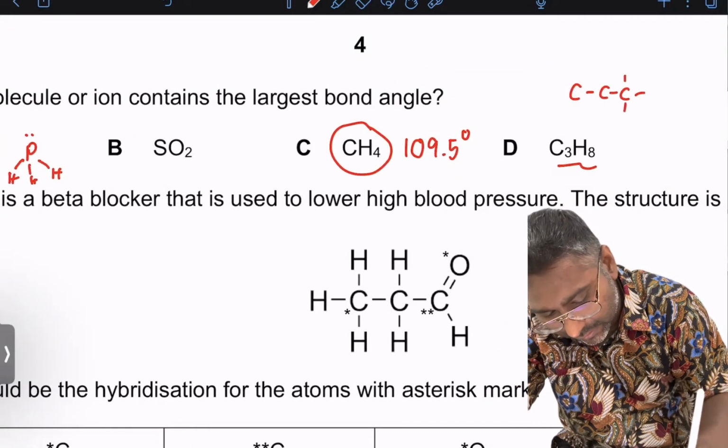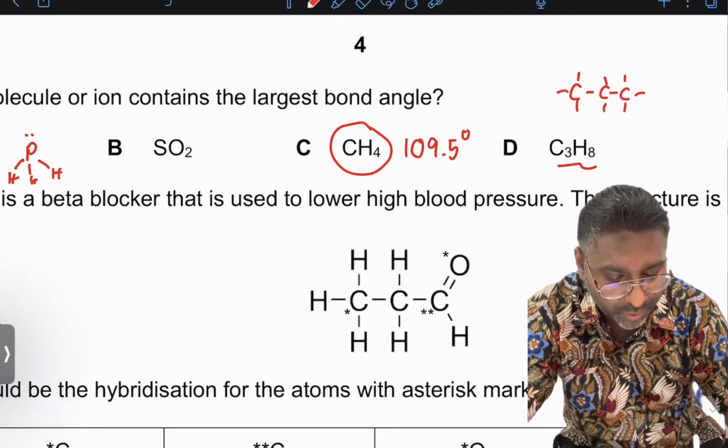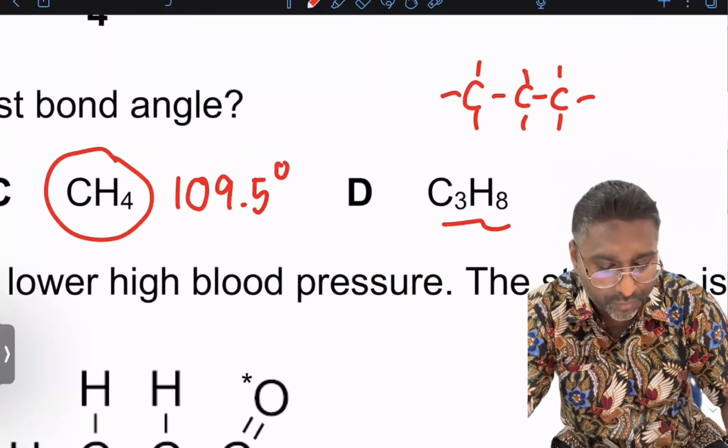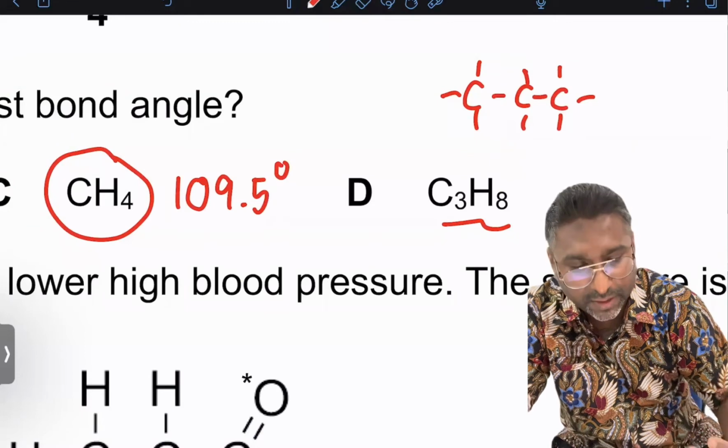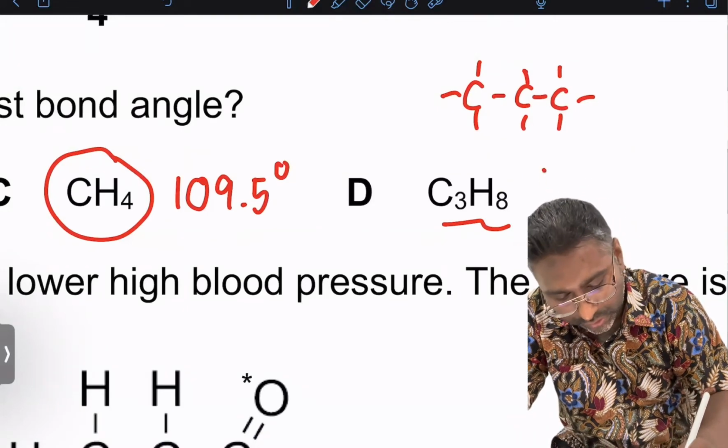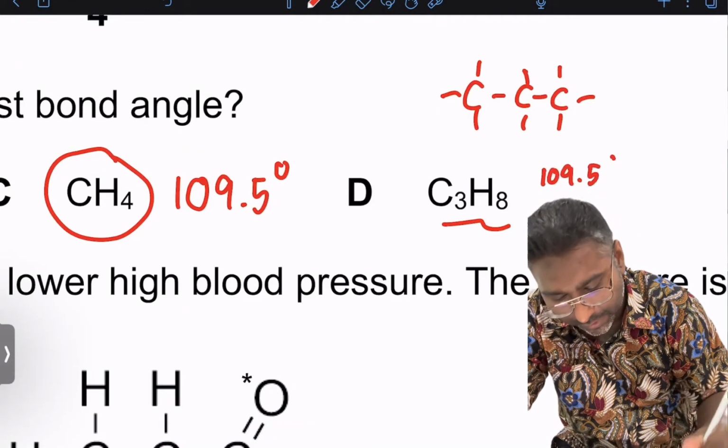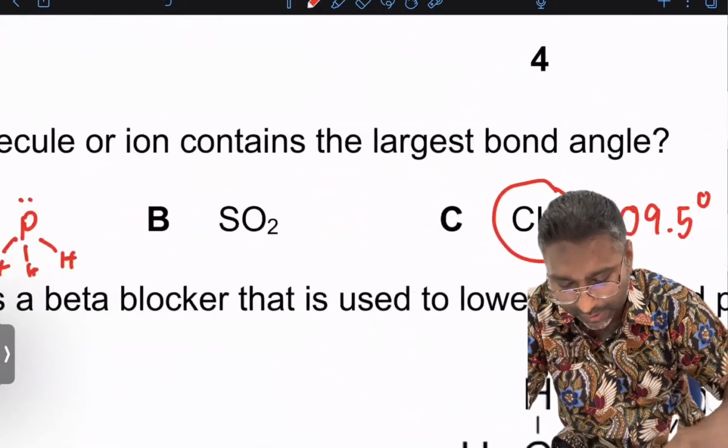Okay, and then if you look at C3H8, you can see that there is no double bond, but each of these carbons has 4 bonds. So if it is 4 bonds, automatically this is going to follow tetrahedral, 109.5. So let's look at the last one.